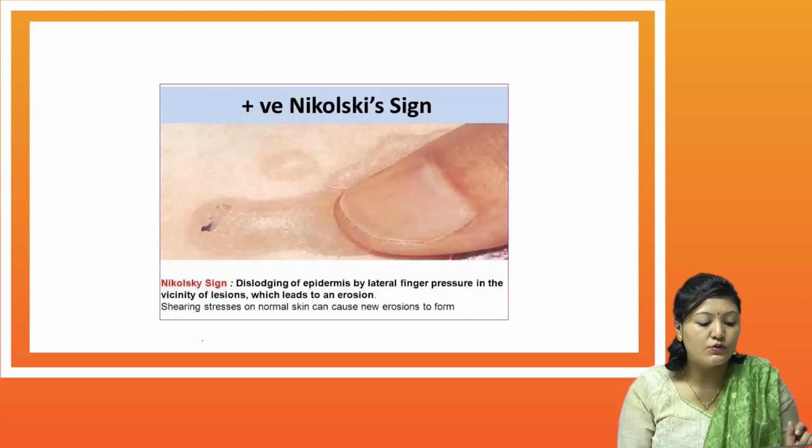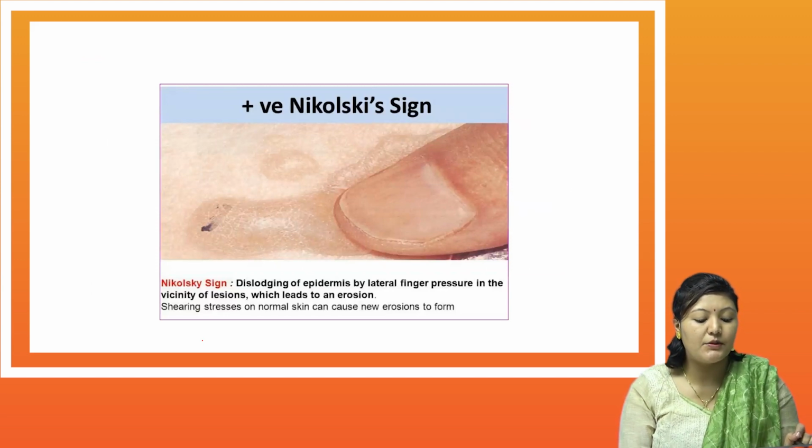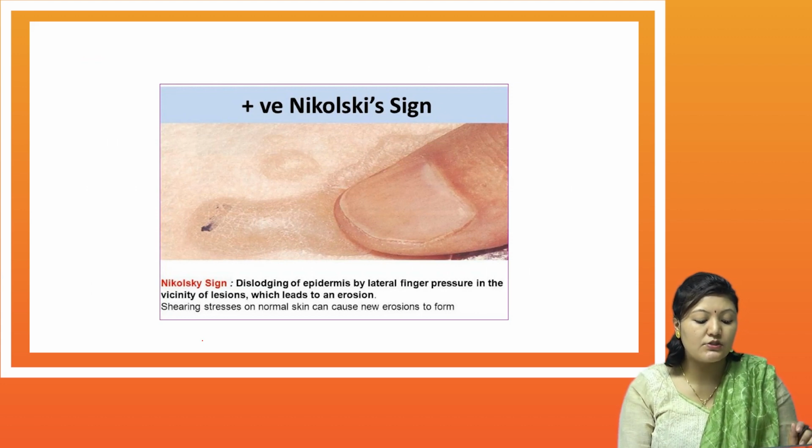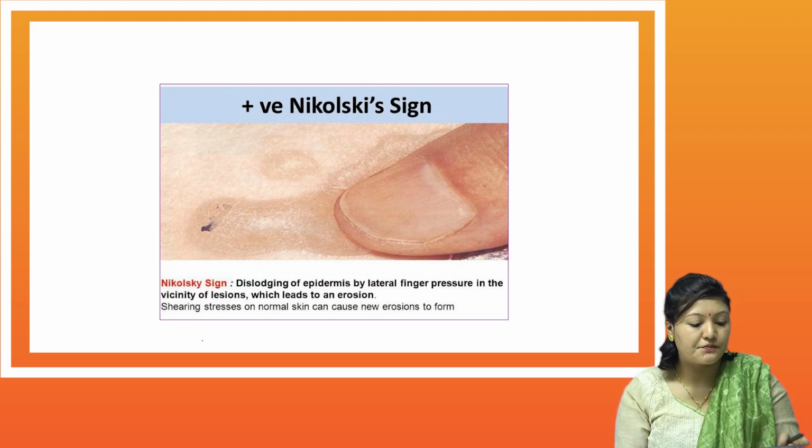So this is a photo showing positive Nikolsky sign. Here we see that by dislodging the epidermis by lateral finger pressure in the vicinity of the skin lesion, that leads to erosion. So shearing stress on normal skin can cause new erosions to form.